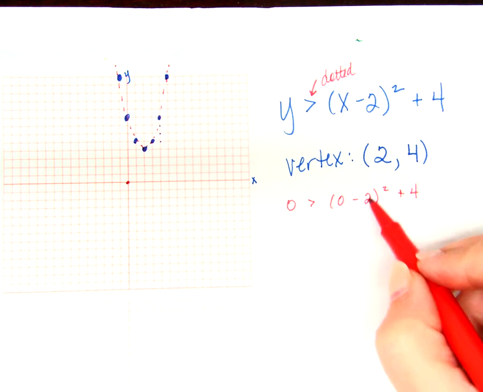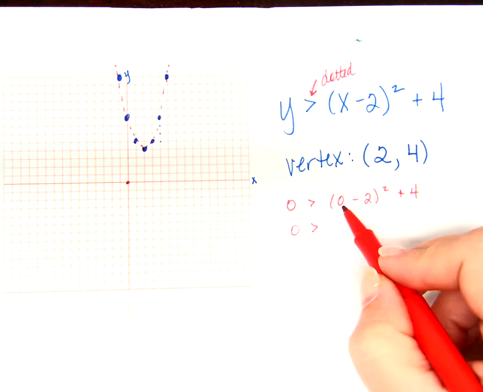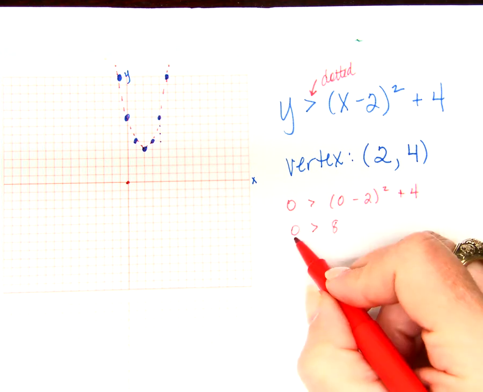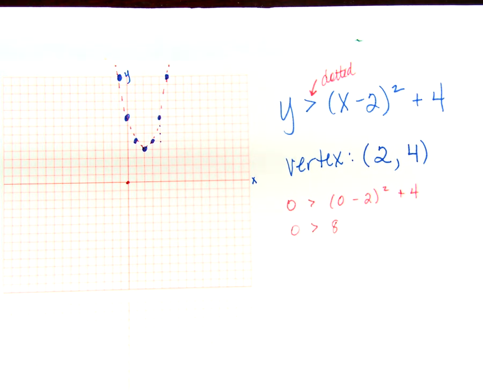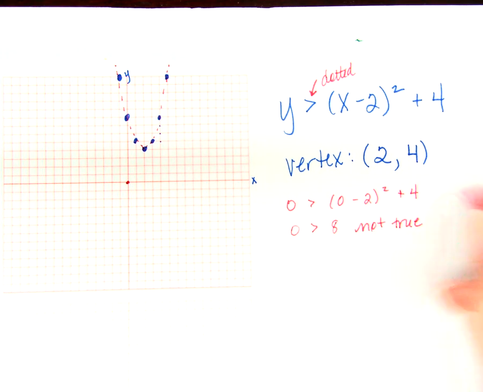What is negative 2 squared? So I have 0 is greater than 4 plus 4, which is 8. 0 is greater than 8. That is not true, right? So what does that mean?